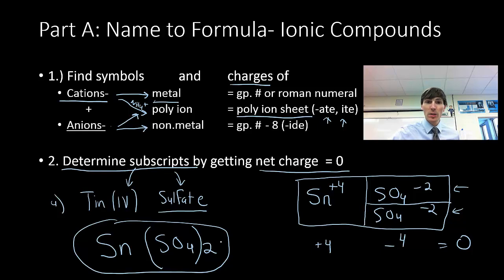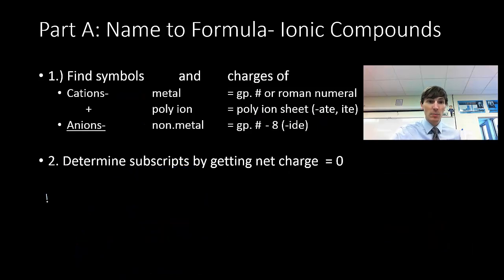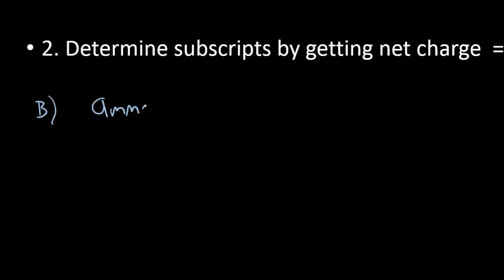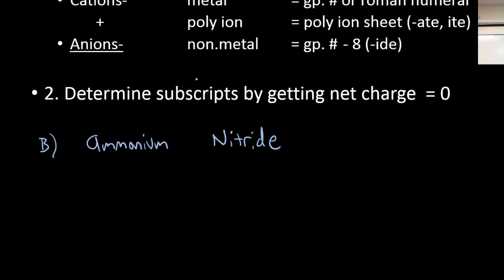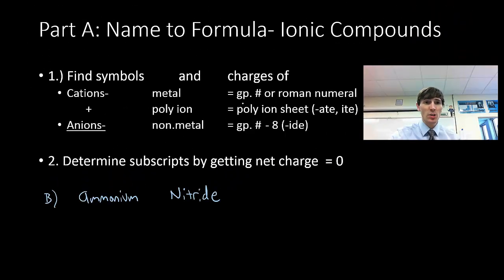I'm going to do another example with you. This is example B. Let's say I have a compound and its name is ammonium nitride. Ammonium nitride. Okay, so for ammonium nitride, we're going to start by finding the symbols and charges.